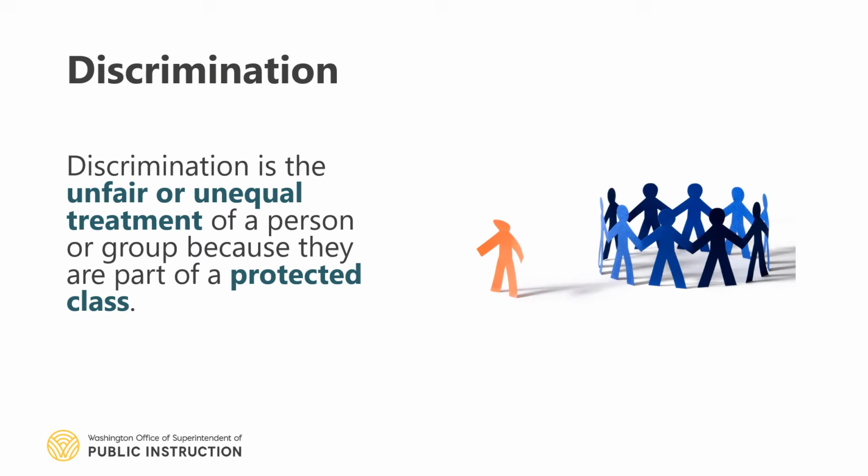The first term we need to understand is discrimination, which is generally defined as the unfair or unequal treatment of a person or group because they are part of a protected class. The key thing to remember here is this: there are probably many things that our students experience at school that may feel unfair or unequal. However, to meet the legal definition of discrimination, the unfair or unequal treatment must be based on or motivated by protected class.